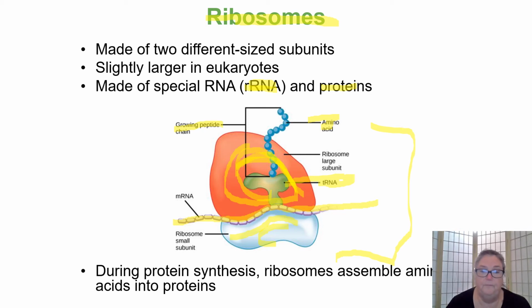As they're making these proteins during protein synthesis, the ribosomes assemble the amino acids into proteins in a particular sequence. A sequence means an order. So those amino acids are going to come together in a given order based on the messenger RNA.